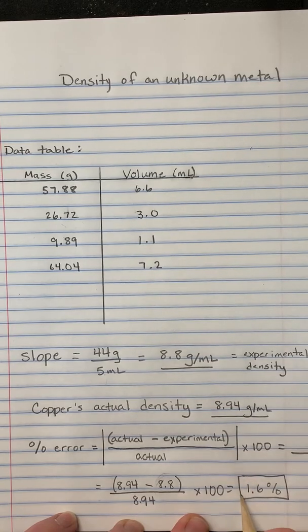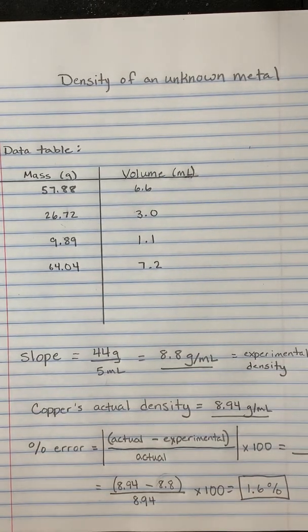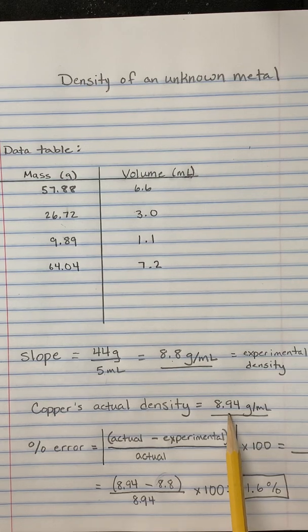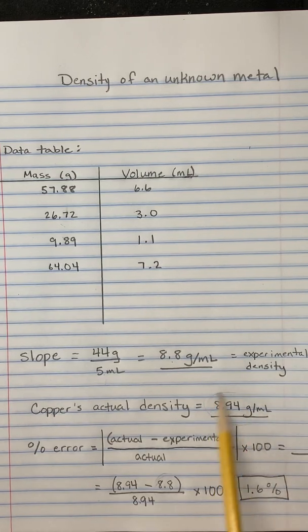A percent error of 1.6 is excellent. I did a great job on this lab. I plotted a best fit line that went through the average of the points. I determined its slope to be 8.8. I compared it to the standard value that I found online, and then determined my percent error, and I only have a 1.6%. So I can say with confidence, this element is copper.